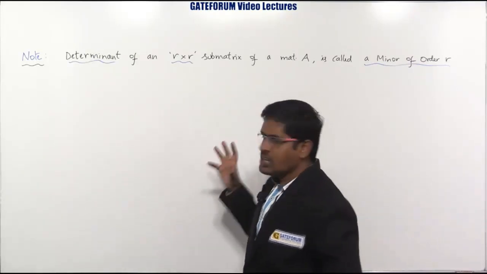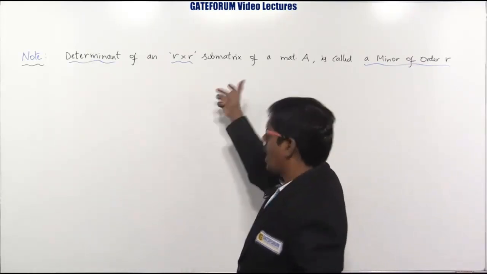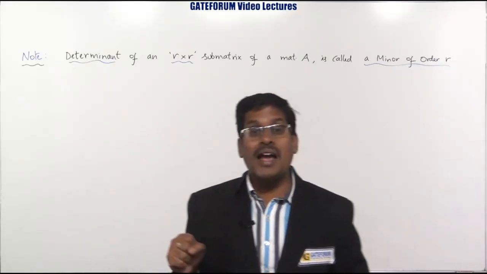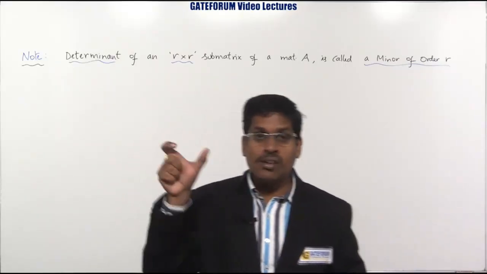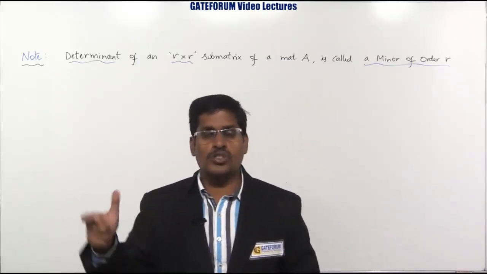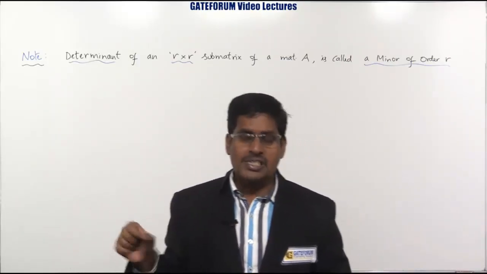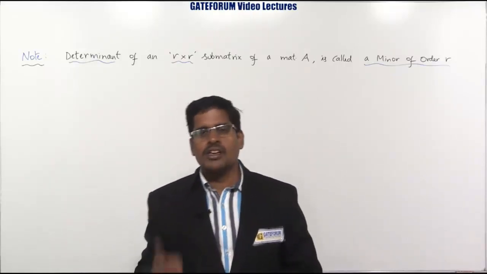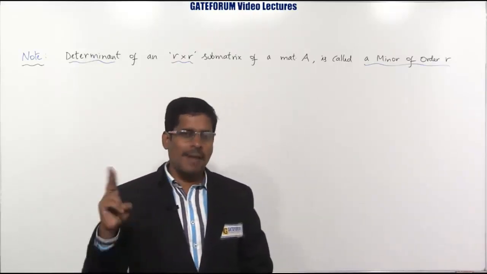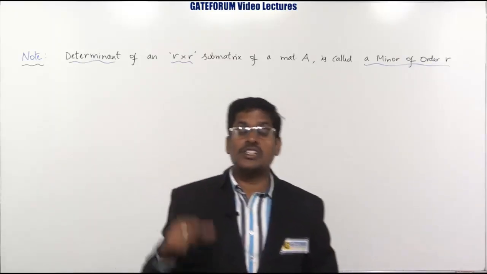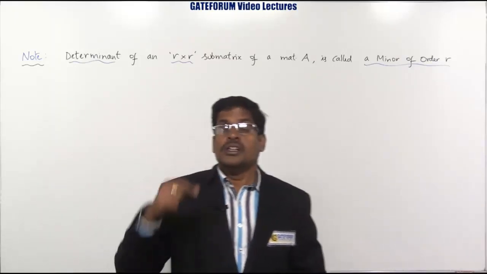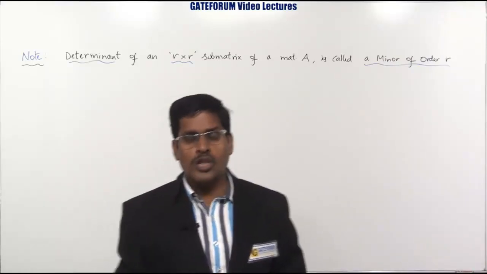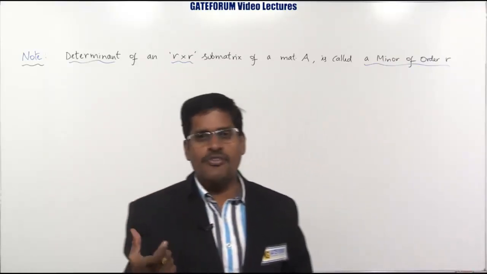When you delete some rows or columns or both, you may have a 1 cross 1, a 2 cross 2, a 3 cross 3, which are called submatrices of the given matrix. The determinant of an r cross r submatrix of the main matrix A is called a minor of order r. For example, if there is a 1 cross 1 submatrix in a matrix A, the determinant of that 1 cross 1 is called a minor of order 1. If there is a 2 cross 2 submatrix in the main matrix A, the determinant of that 2 cross 2 submatrix is called a minor of order 2.